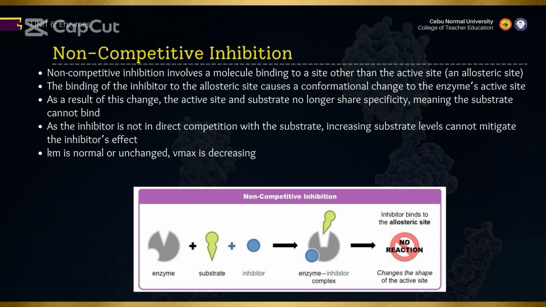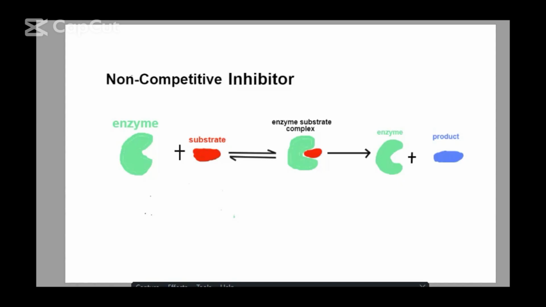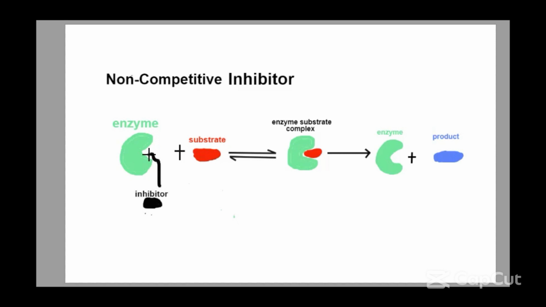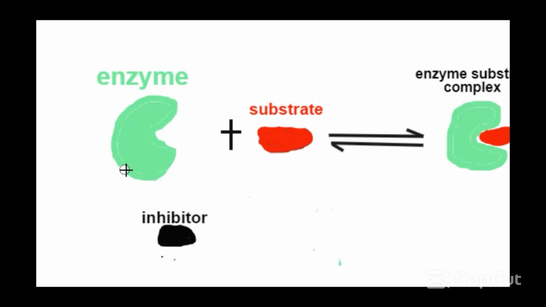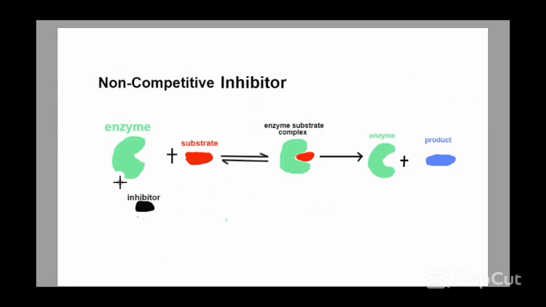So this is the illustration I'm going to show you for non-competitive inhibition. What happens here is that the inhibitor does not bind on the active site, the center of the enzyme. Rather, there is a little pocket here on the enzyme that is kind of always open.